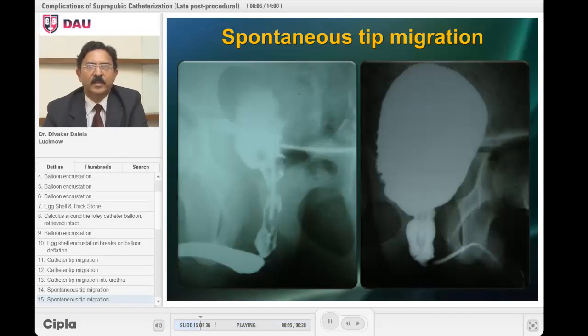If you do a suprapubic cystogram, you will demonstrate the tip lying as low down as the bulbous urethra in the picture on the left and close to the verumontanum in the picture on the right. Now these patients sometimes drain, but they drain inefficiently. The bladder remains full, it has some urine in it, so it's likely to get infected.